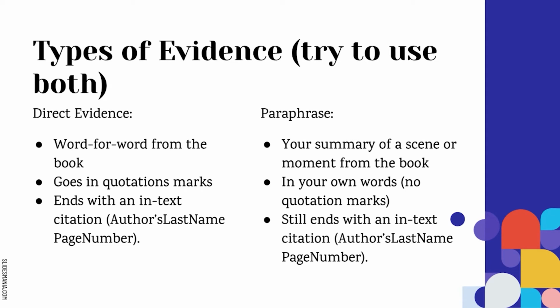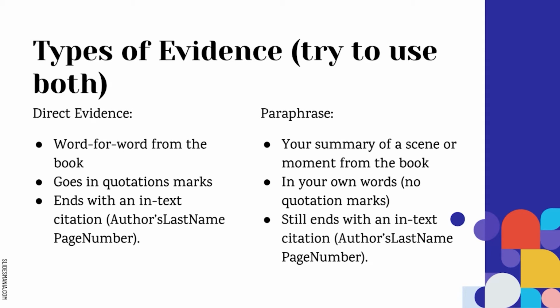Once you drop evidence, you have two different types that you can choose from. And I want you to use a little bit of both. I want to see direct evidence and I want to see a paraphrase. Direct evidence is word for word from the book. So when you do that, you put it in quotation marks. And when you finish that quote, you're going to put an in-text citation, which is just in parentheses the author's last name and the page number where you found that quote. You can use the page number from the PDF or the physical book, depending on what you're looking at.